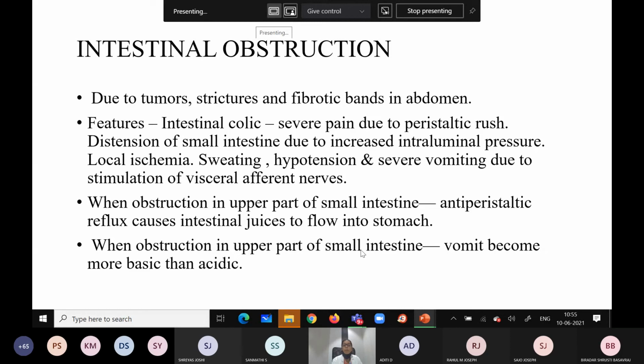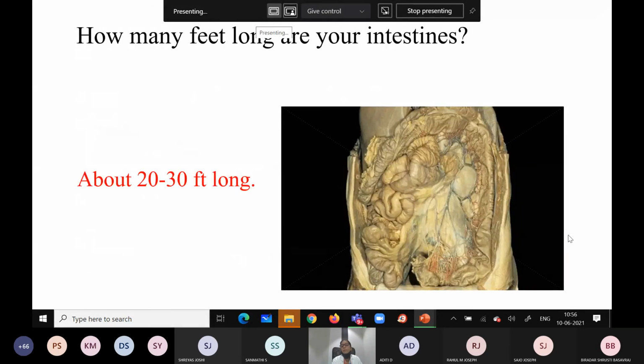So depending upon what type of vomiting occurs, if the contents are more acidic, then they are from the stomach itself. If the contents are basic, it means the contents are coming from the small intestine. So the obstruction is beyond the stomach. Okay. So like that we can identify.